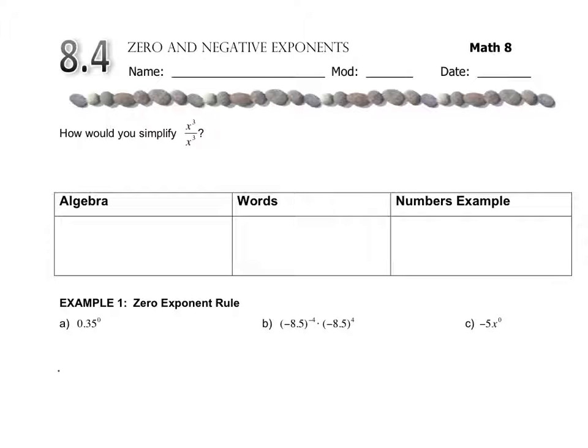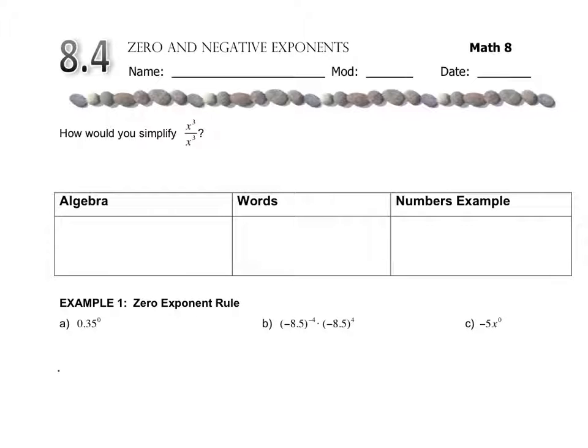Today we're going to talk about two different types of exponents that are kind of important ones. The first one is pretty simple. We're talking about the zero exponents. So the first question is, how would you simplify x to the third divided by x to the third? Well, we have two ways.